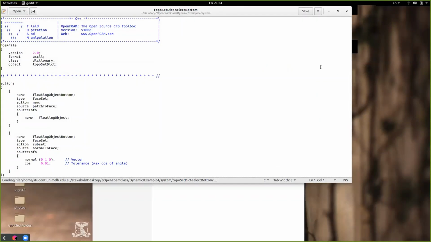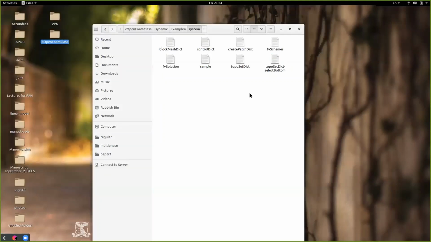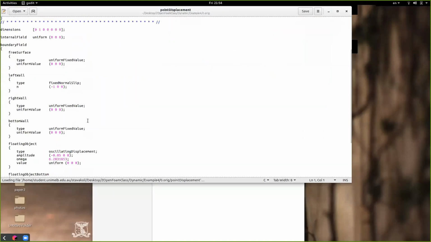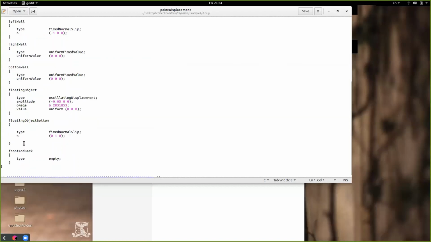And what we do here, in the point displacement directory, is just change them, switching this boundary of the floating object and floating object bottom. So this time on the bottom, we're going to have the normal slip in y direction. In the previous case, we had it in x direction.